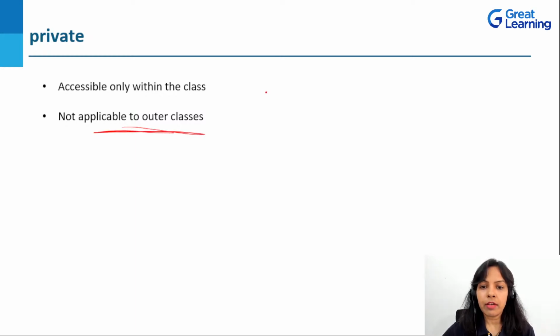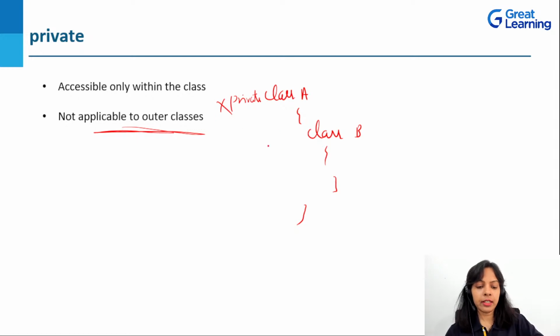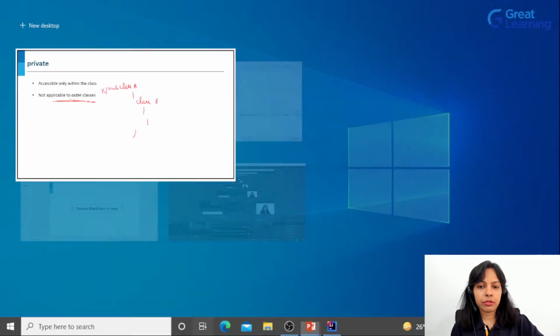Only if you have, like, suppose you have a class A, and then inside this you have another class B. We have the concept of nested and inner classes in Java. So this class A cannot be private. If I write private here, it will throw an error. But if I write it inside, it doesn't. Let me just show you as well.